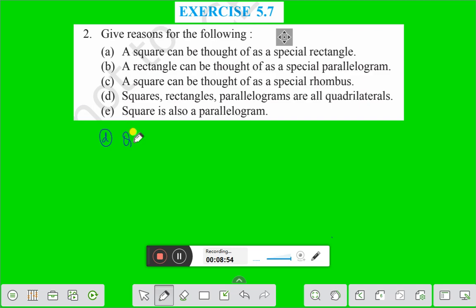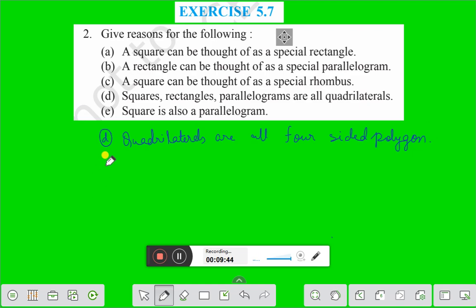Quadrilaterals are all four-sided polygons. Right? And all the squares, rectangles and parallelograms are all four-sided polygons. Therefore, all squares, rectangles and parallelograms are all quadrilaterals. Quadrilaterals are all four-sided polygons, and squares, rectangles, parallelograms are also four-sided polygons. Therefore, they are known as all quadrilaterals.